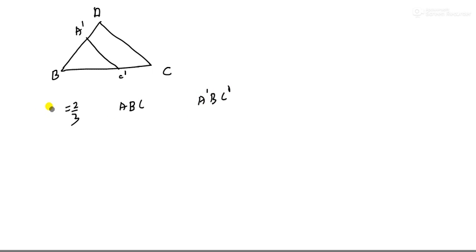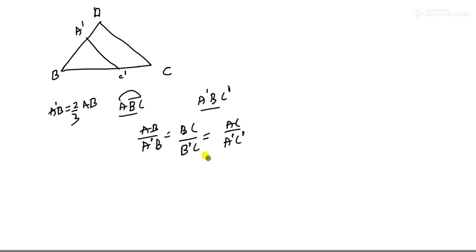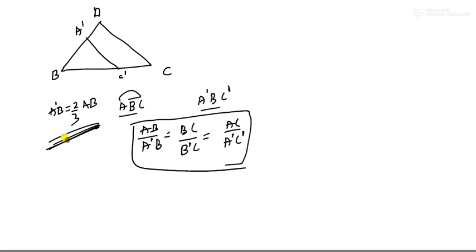If they give the new triangle's A dash B side as 2 by 3rd of AB, use this rule: AB by A dash B should be equal to BC by B dash C, and that should be equal to AC by A dash C dash. So using this, that is BPT only, you can find the answer to the given question. Always remember this BPT, nothing else is there in this chapter. And they will ask for the joining also.